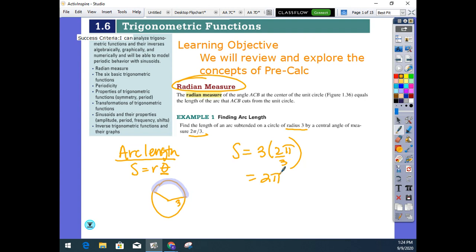If it's not in radians, the first thing you're going to have to do is change it into radians. Remember, if you're changing something into radians, you just multiply by pi over 180, and that converts it into radians.